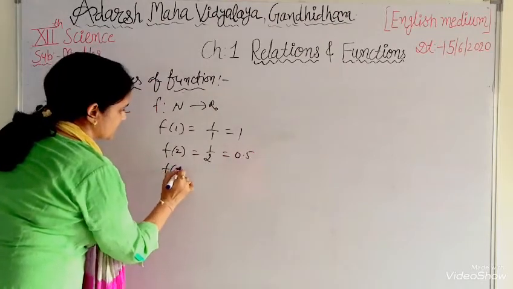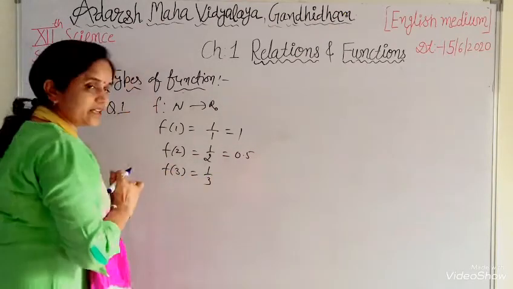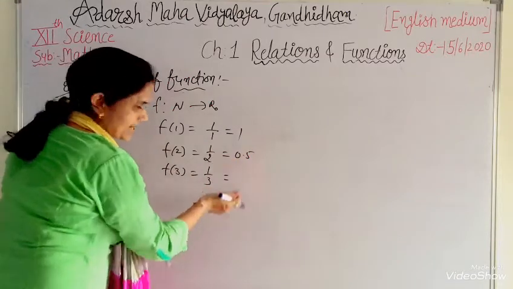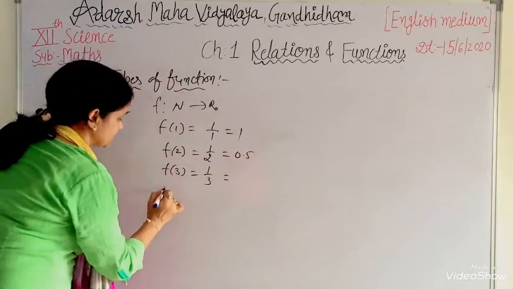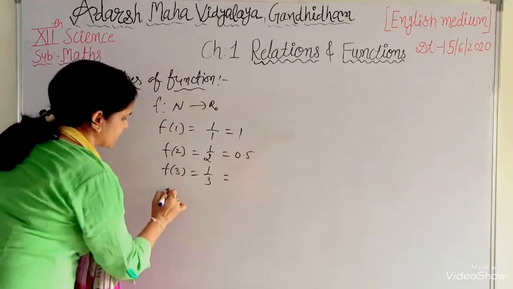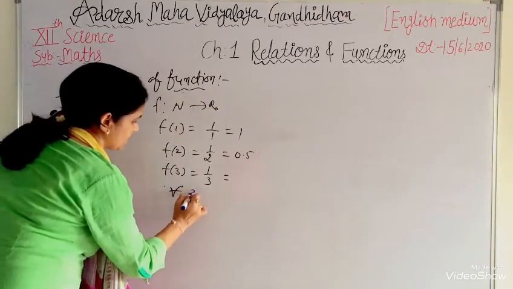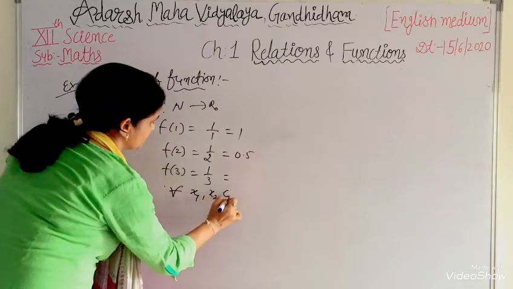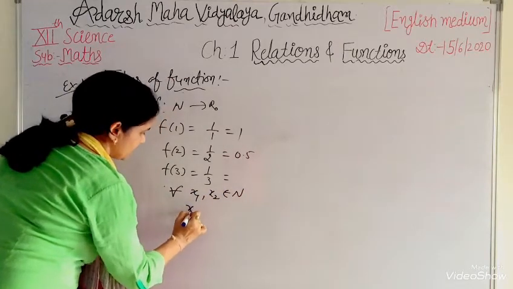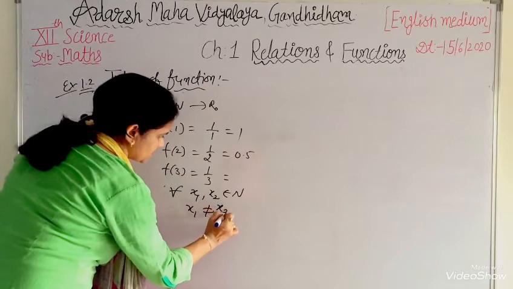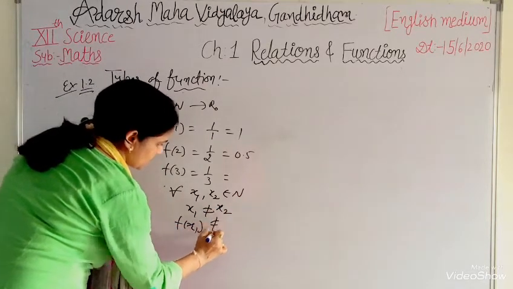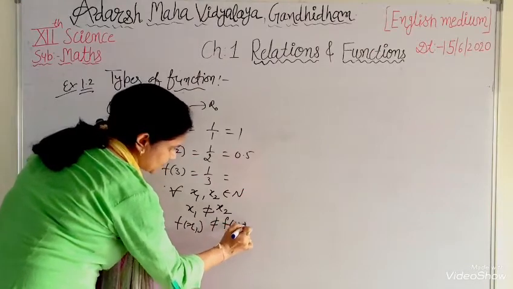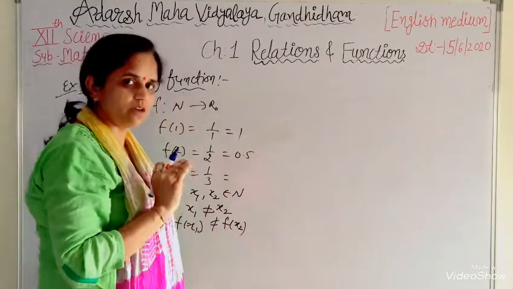Same as the image of 3, 1 by 3. Means we will get different images for different elements. So f is one-one. You can write like this, students: for all x1, x2 belonging to N, if x1 is not equal to x2, then f(x1) is not equal to f(x2). Hence the function is one-one.